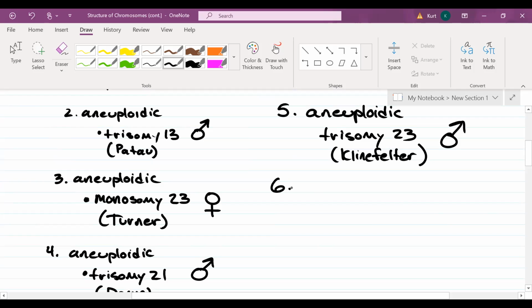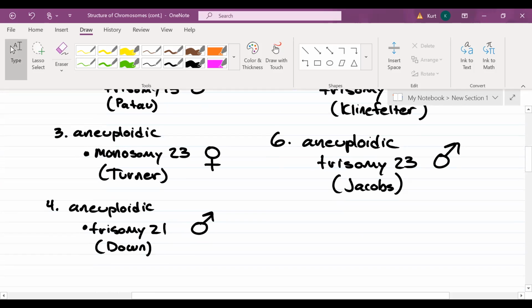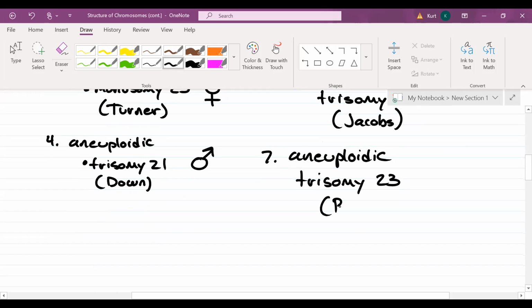Number 6, aneuploidic. Trisomy 23 again. It's the sex pair. This is going to be called Jacob's syndrome. They had 2 Ys. That is male. And then number 7, aneuploidic. Trisomy 23. This was called poly X syndrome. They were all X's, female.